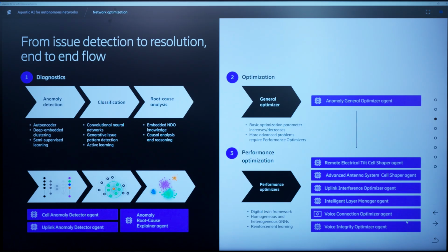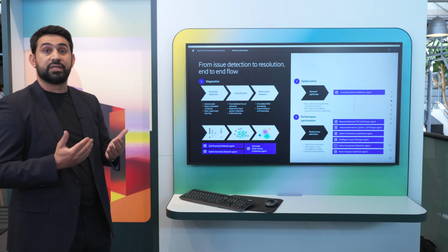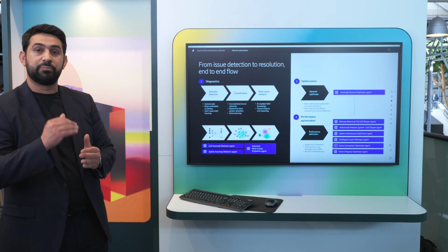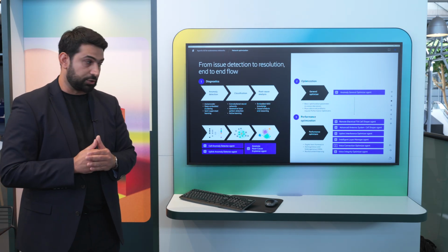We realize these with two anomaly detector modules. One is on the cell anomaly detection to understand the cell performance, and one is on the uplink anomaly detection so that we are able to specify the issue on the uplink issues. Moving on to the optimization, that's the first level of optimization that we can do. That is a general optimization agent.